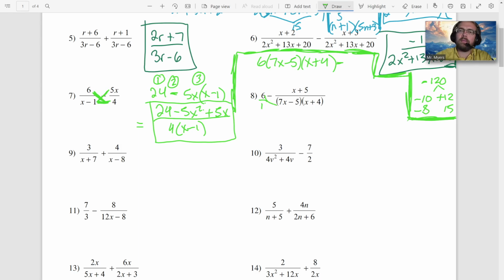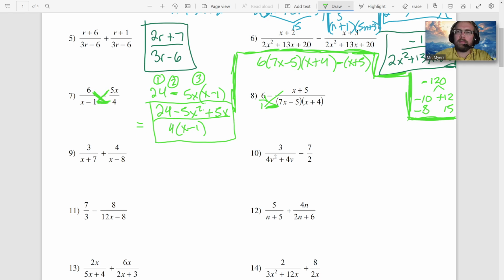So we did that. Now we do this, which is just minus x plus 5, and then that would be over 1 times the denominator, which is just the denominator. So let's try to clean up the top, because the denominator is just going to be the quantity 7x minus 5 and x plus 4.